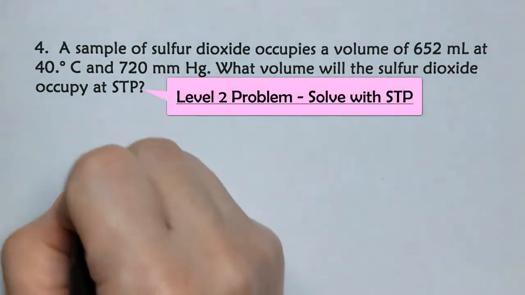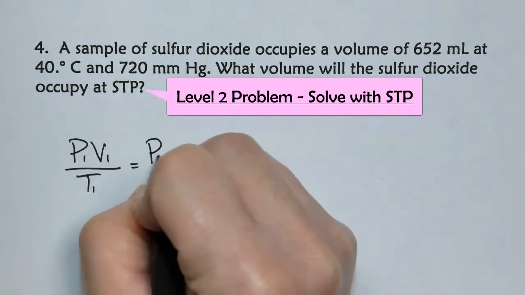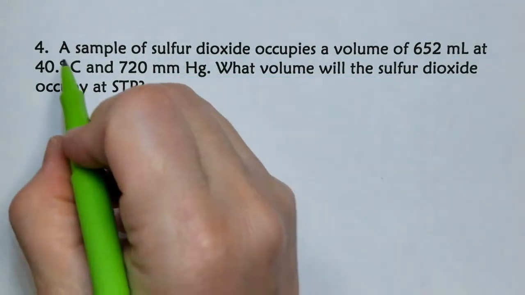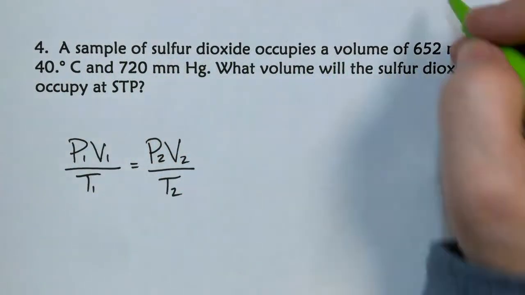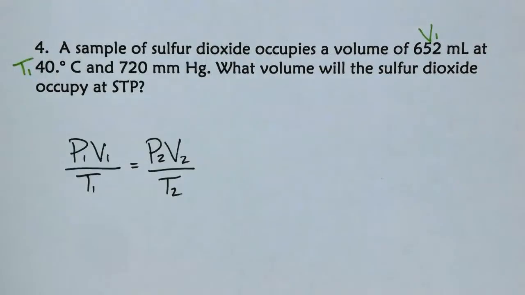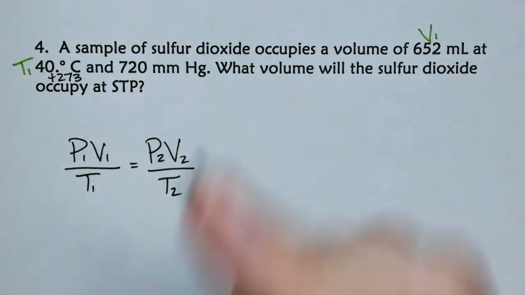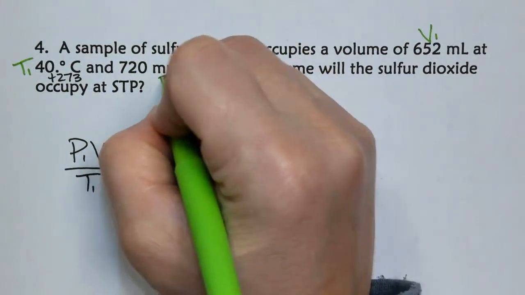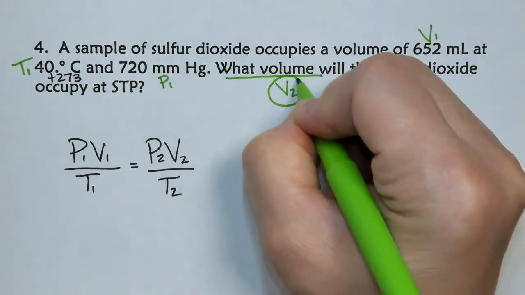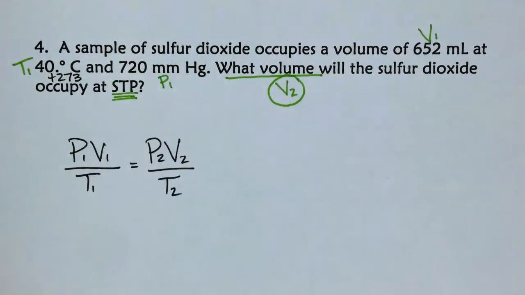Our final example. First, I'm going to write my equation. P1 V1 over T1 equals P2 V2 over T2. So now let's identify our variables. A sample of sulfur dioxide occupies a volume of, this is V1, at 40 degrees Celsius. So this is T1, but it's in Celsius, so add 273 to make it Kelvin. 720 millimeters of mercury, that's going to be P1. What volume, that means V2 is my X, will the sulfur dioxide occupy at, and look here, at STP?